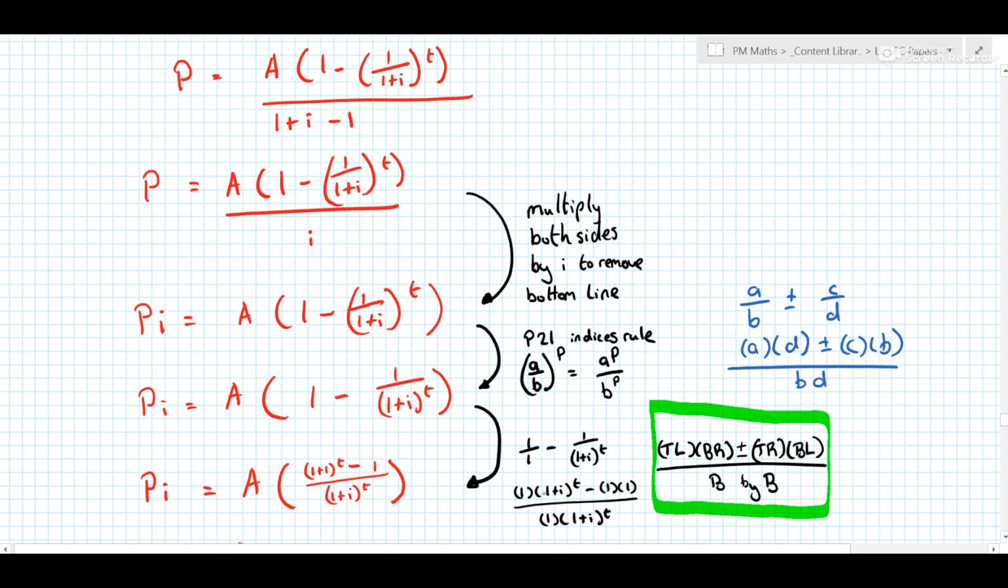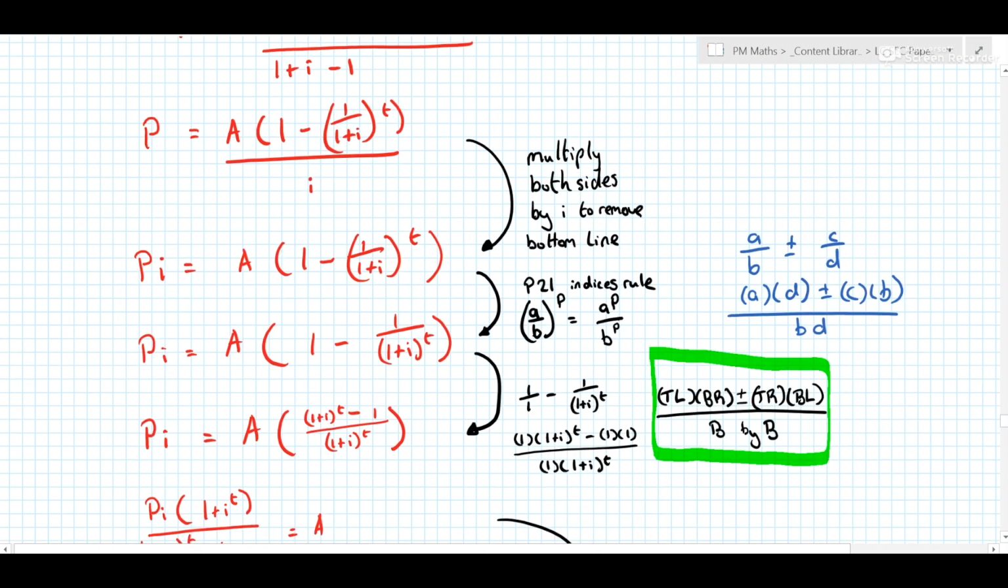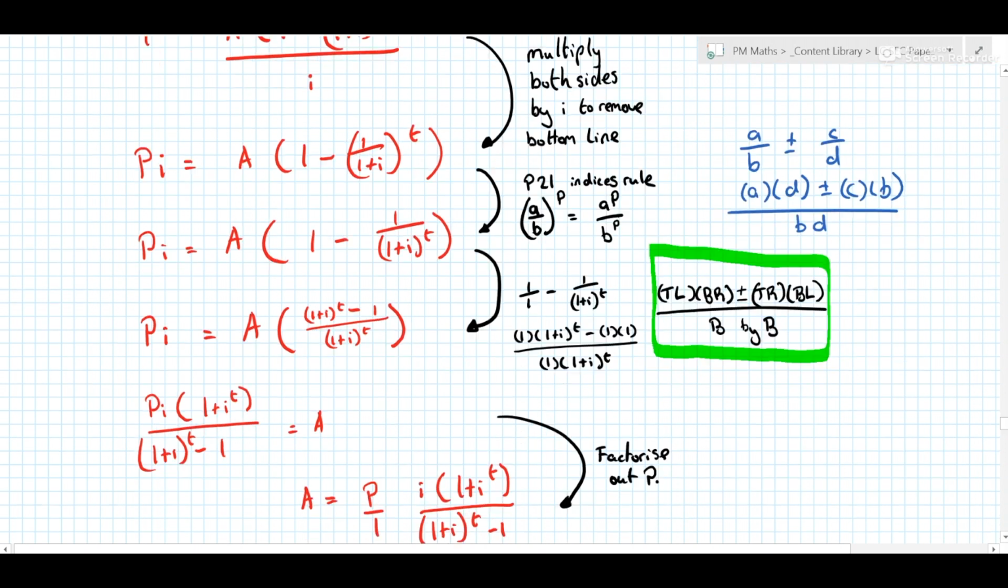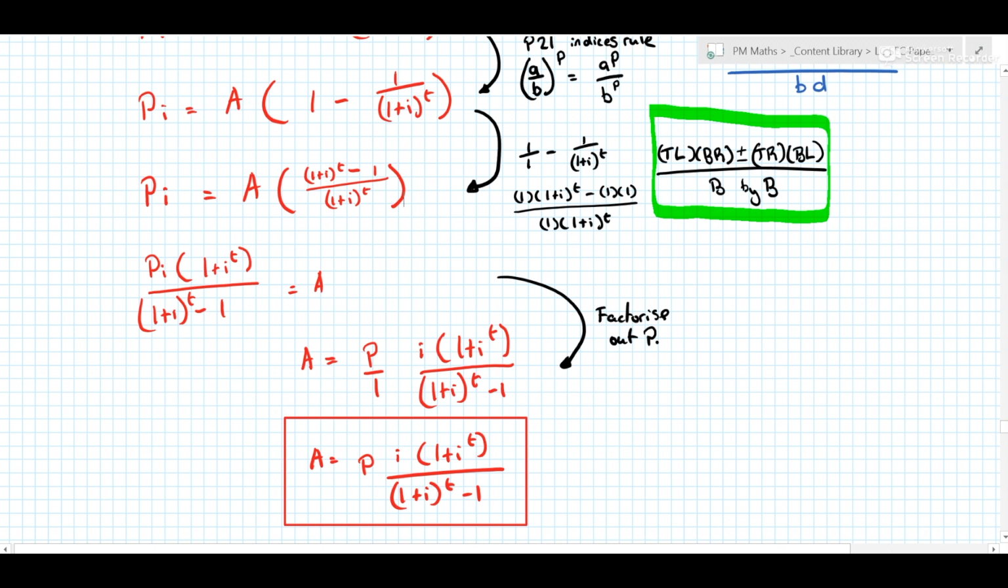That's what happens here. 1 by 1 plus i to the t. Here, top left by bottom right. Minus, because it's minus, 1 by 1 is 1. Bottom by bottom. And then simplify it and bring it back in there. After that, we need to multiply both sides by 1 plus i to the t. So it'll be pi by 1 plus i to the t, and then divided by all of this. And voila, you have a on its own. And that's the question answered.